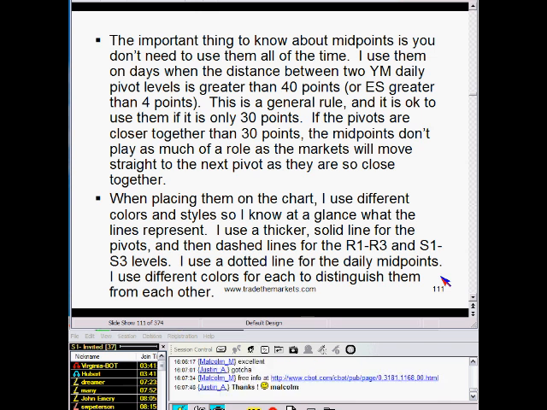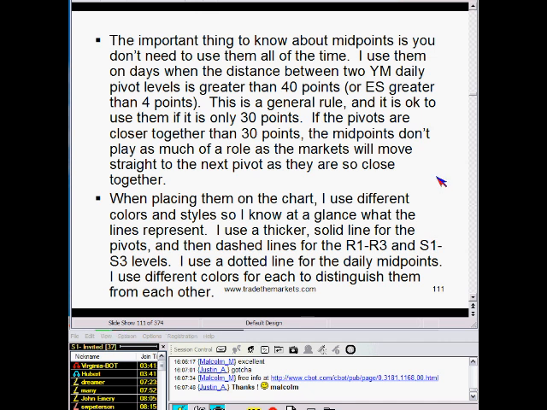The important thing you need to know about midpoints is you don't need to use them all the time. If you've got a day where the relationship between the pivot and S1 is only like 20 Dow points, then you don't need to use the midpoint. They're really helpful on wider range days.